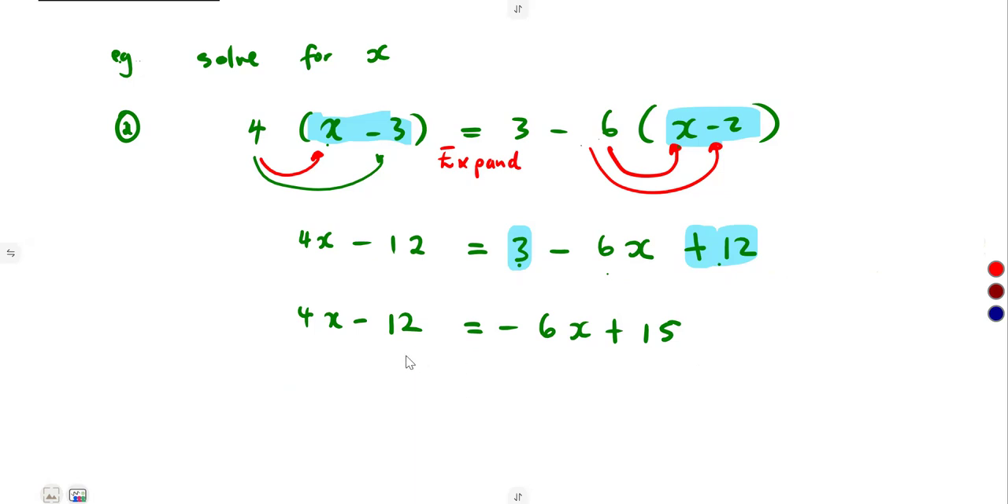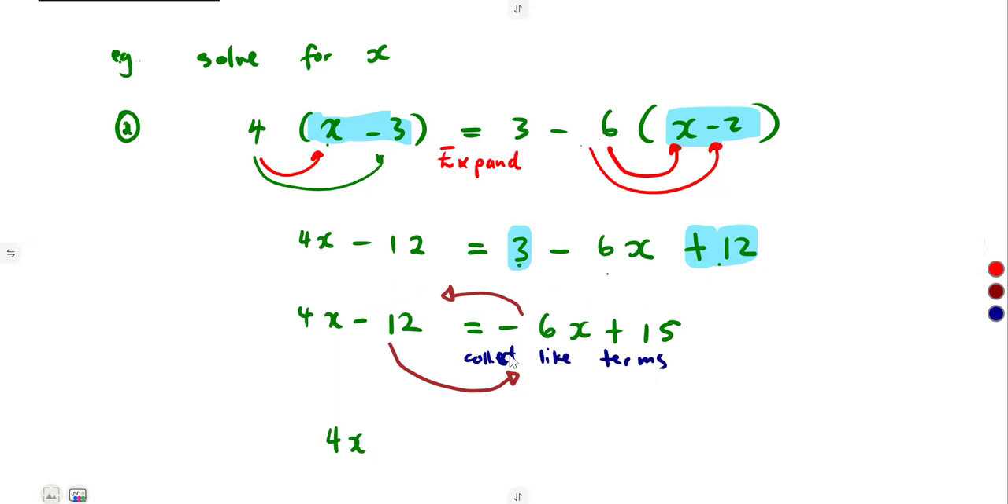Collect like terms. Because we've got x here, we've got x here. So you cannot say we are solving for x, we take this one over, then we divide by 4. We must collect those terms of x. So collect like terms. In our case, the minus 6x is going to cross the equal sign. The moment it crosses, it changes the sign. And the minus 12 is going to be taken to the right-hand side. So that is going to be easier that way.